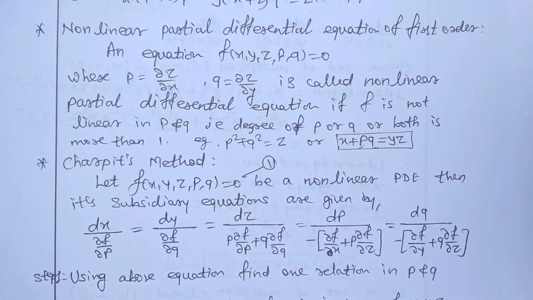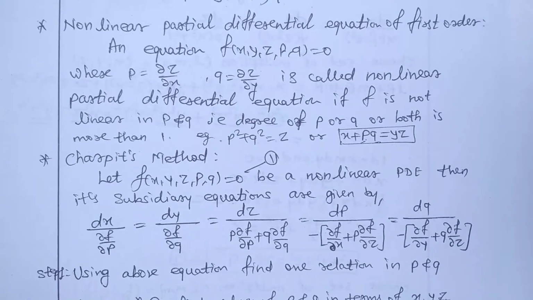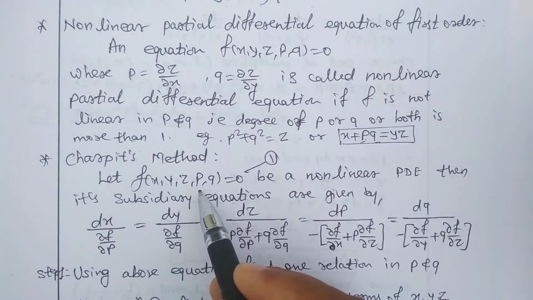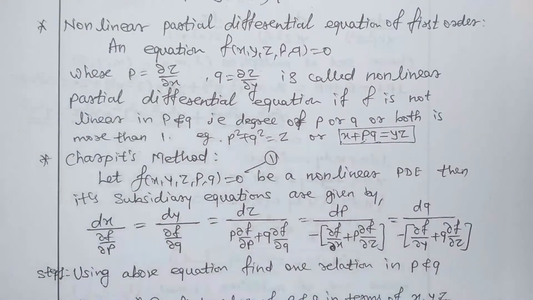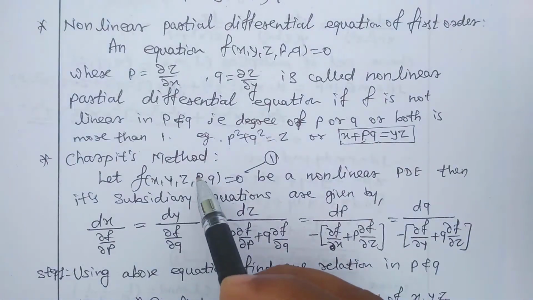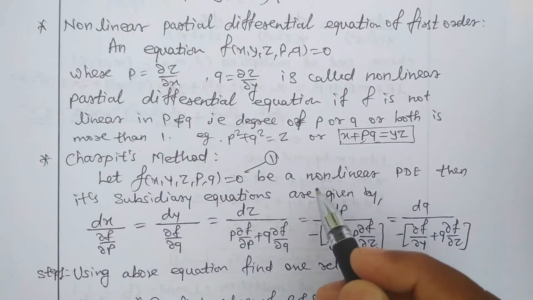Now to solve this non-linear differential equation, we have a method. The name of the method is Charpit's method. Okay, so let us discuss what is Charpit's method. Let the function f of x, y, z, p, q equals 0 be given. Call it equation number 1. That is a first order non-linear differential equation.